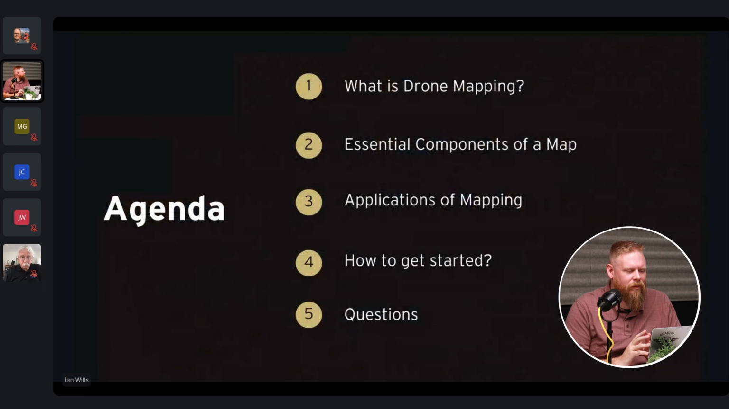First off, let's talk about what is drone mapping. Then we're going to talk about the essential components of a drone map, some applications, and how to get started. We're talking about aerial data. Finn, you were talking about remote sensing before we started here. But the purpose of this is to take images and either create 2D or 3D maps that are then geo-rectified to a known reference point on the surface of the Earth.